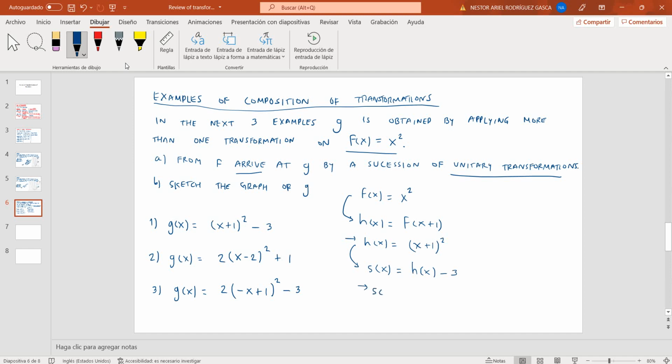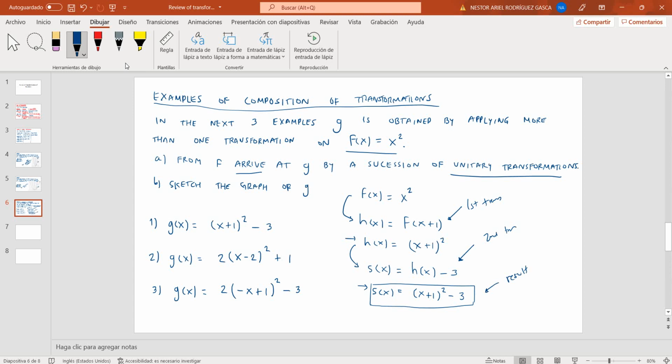And let me execute it now. So s of x equals h of x, which is all of this, and then the minus 3, I just write it down. So look at this. This is my final function after these two transformations, this one and this one, right? This is the first transformation. This is the second transformation. And I arrive at this. This is my final result. And as we can see, the result is actually g.